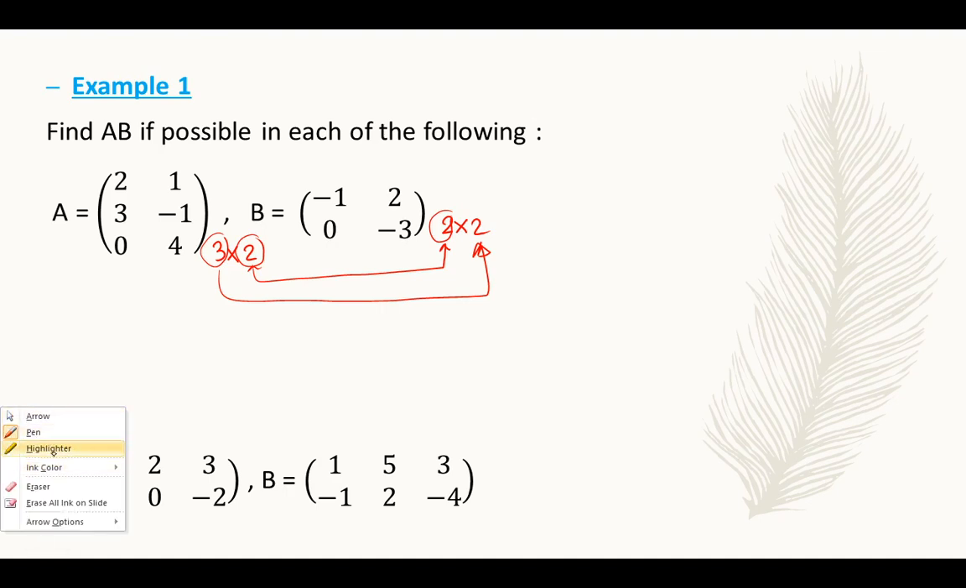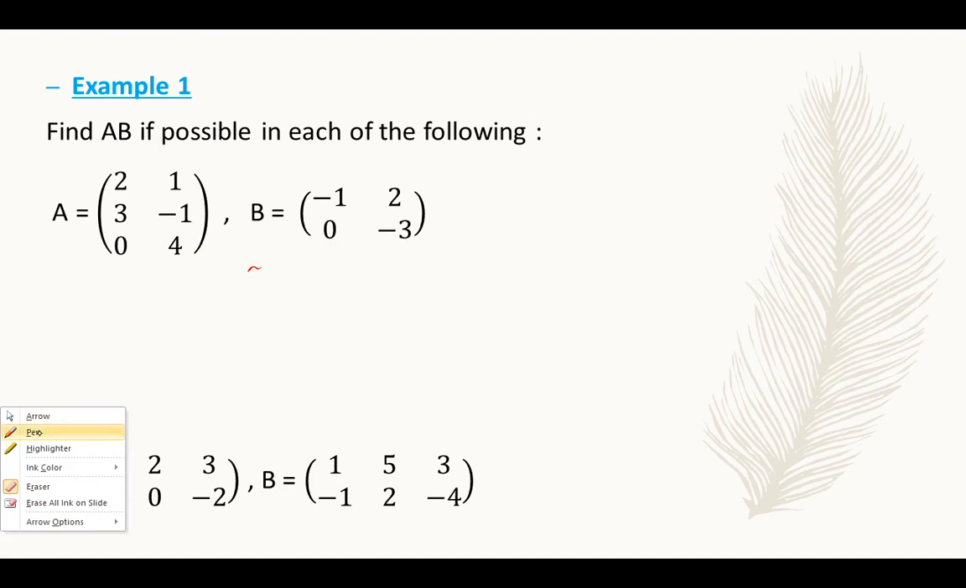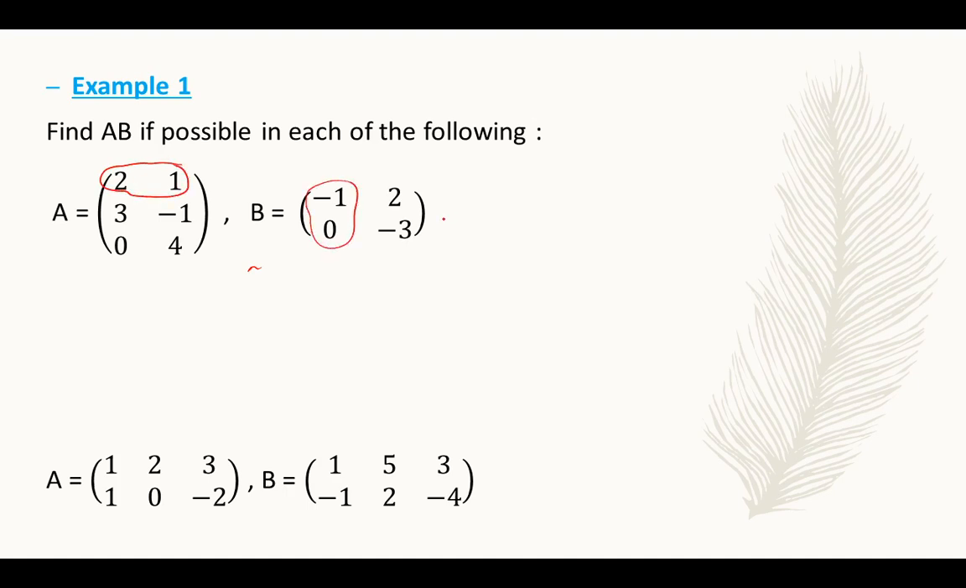How can we find the product of the two matrices? Let's go to find the product. Here first we are going to multiply the first row times the first column. Let's do it together. So here we will multiply the first element, 2 times -1, it will be equal to -2. And we will multiply 1 times 0, and it will be equal to 0, so we'll write -2 plus 0.